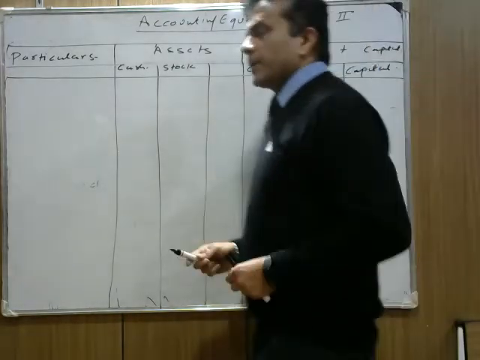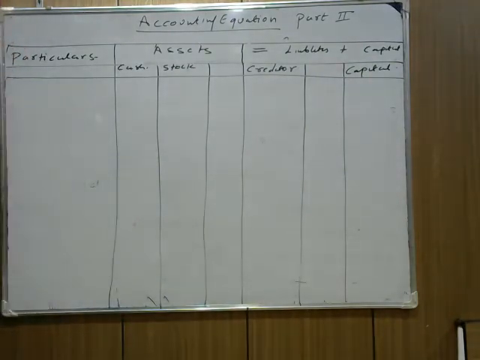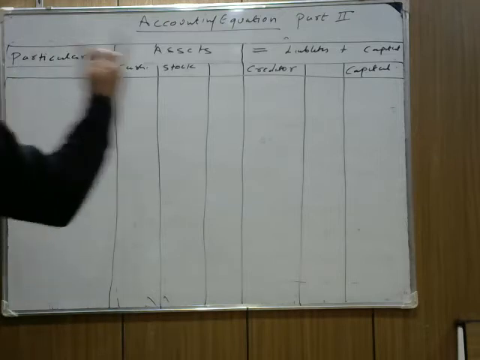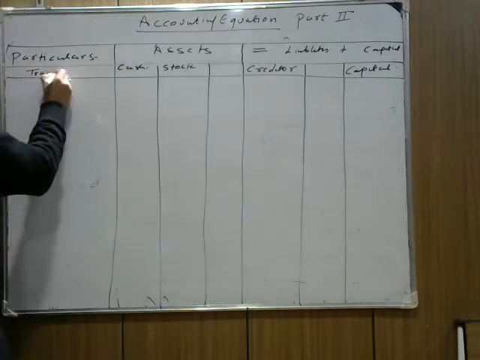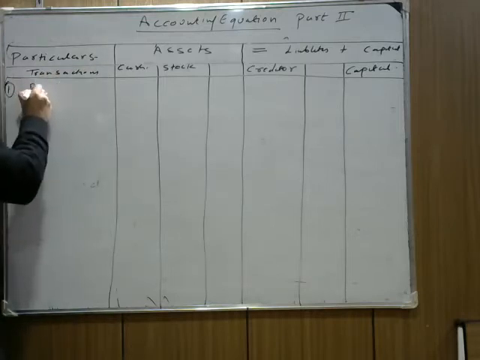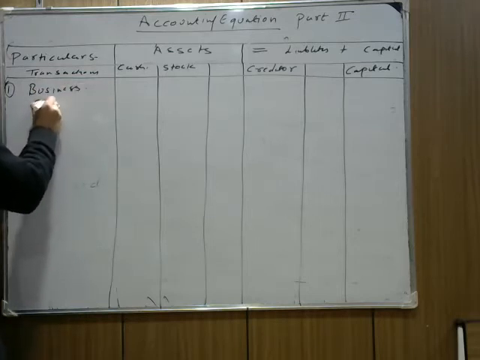Now, these are the common transactions given in the questions. How are we going to solve it? Read transaction number 1 first. They say that business started with cash rupees 1 lakh. So we write here, these are the transactions. The first transaction we are writing: business started with cash.